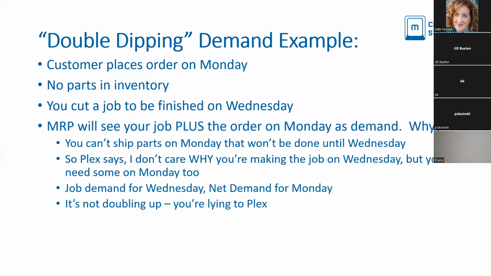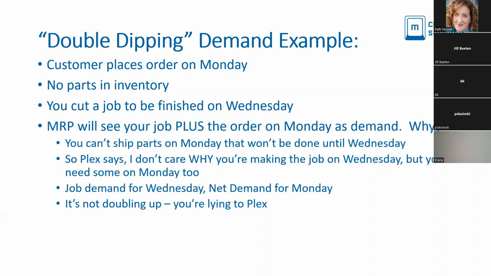Now let's talk about why people think MRP is double dipping. Let's use the simplest example to show you why it might appear that way. Again, your customer wants parts on Monday, but you're creating a job to be finished on Wednesday. And the reality is you cannot send out parts on Monday that aren't going to be built until Wednesday. Just like you can't eat a sandwich today that isn't going to be made until tomorrow.